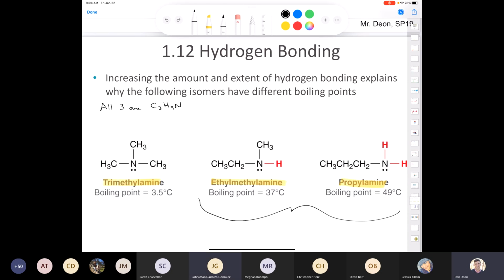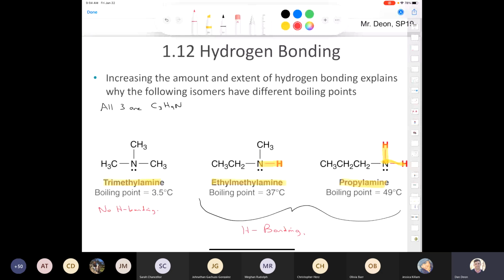Isn't it the hydrogen bonding? That's exactly right, because they're capable of forming hydrogen bonds, aren't they? Ethylmethylamine has one nitrogen-hydrogen bond, and propylamine has two, right? So these two molecules are capable of H bonding. We have a nitrogen in trimethylamine, but there's no nitrogen-hydrogen bond, is there? So there's no hydrogen bonding in trimethylamine. And so the intermolecular forces between two molecules of trimethylamine are going to be much lower than those of these two molecules.